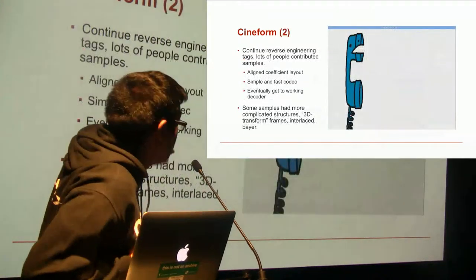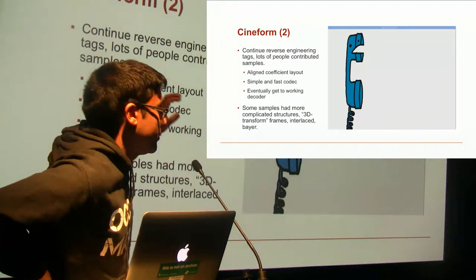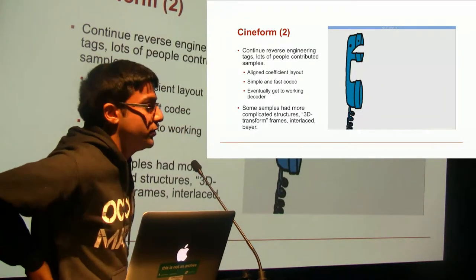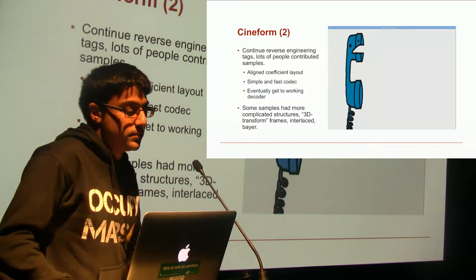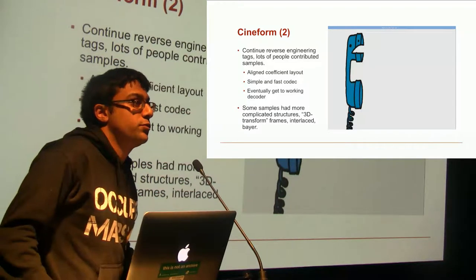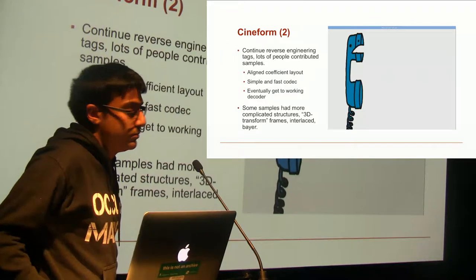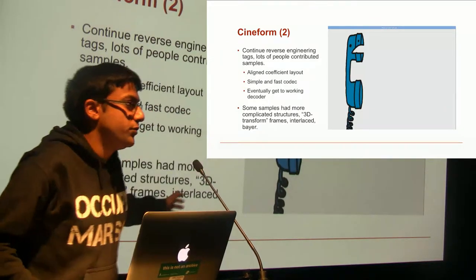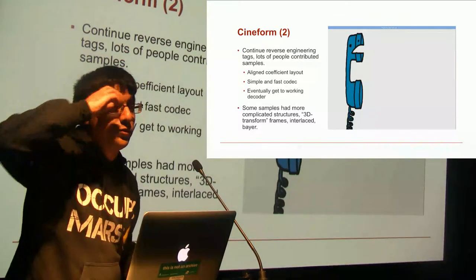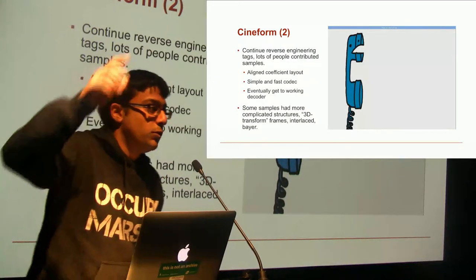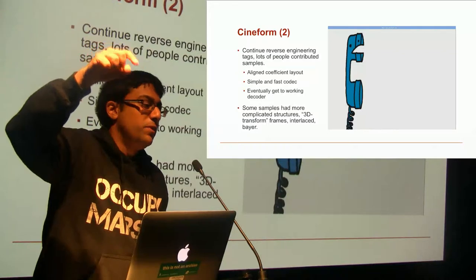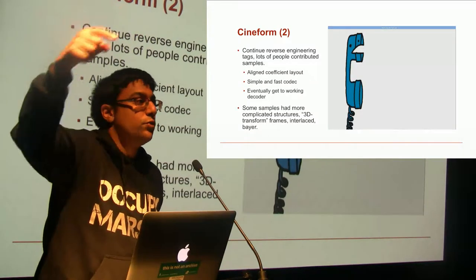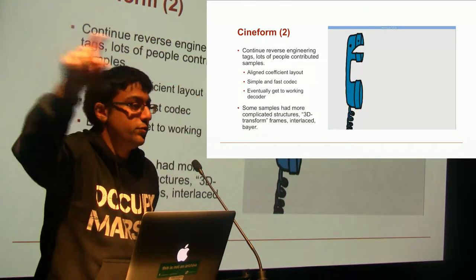So you keep reverse engineering. Thankfully, Cineform is quite a wide-ranging sample. There are still encoders out there, so it wasn't a case of asking people for samples and getting none. People could contribute them. It was a case of reverse engineering tags and comparing different files. So literally this one guy, I think there were 10 different settings on his screen, and he made every single combination of settings, and so I could compare each one and see how it changed.